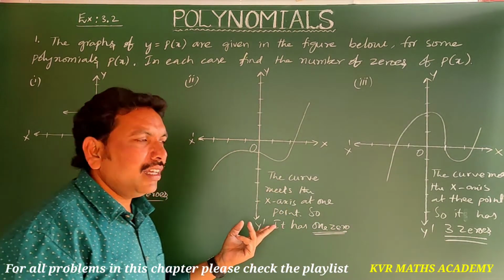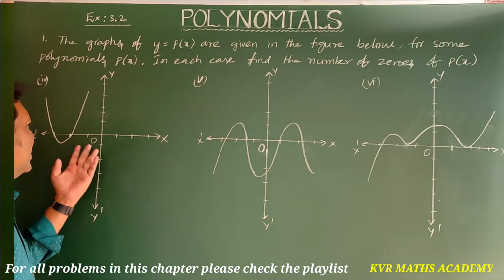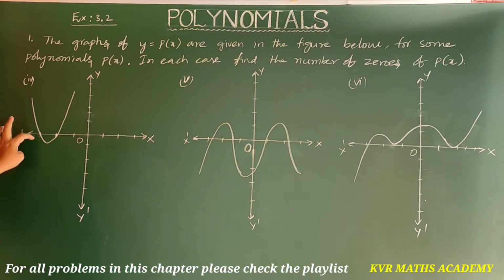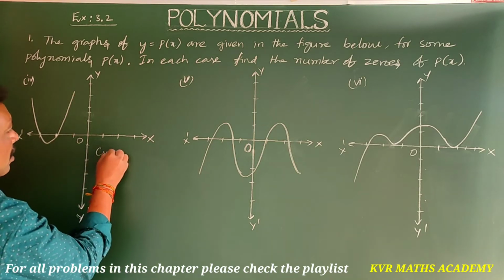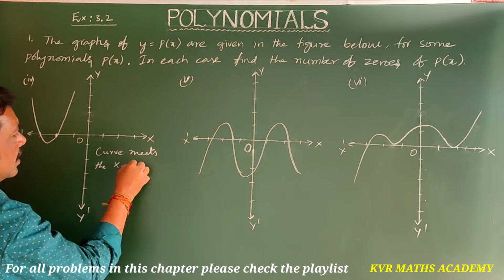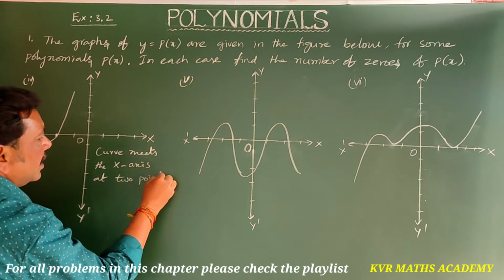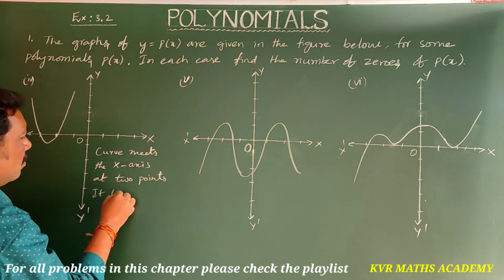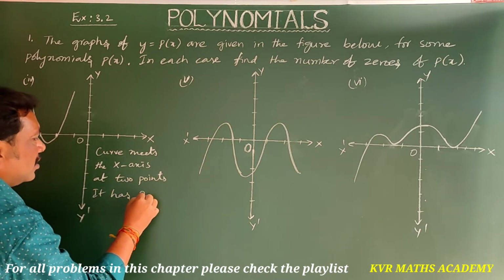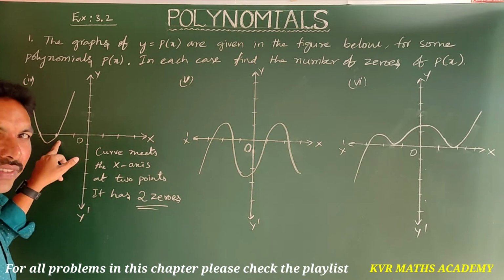Have you understood about this? Note it down. I'll explain the remaining 3 also. See the fourth case. This curve meets the x-axis at 2 points. The curve meets the x-axis at how many points? 2 points, right? So it has how many zeros? Yes, it has 2 zeros. Understood?